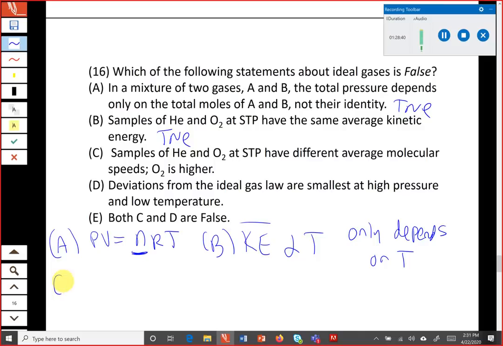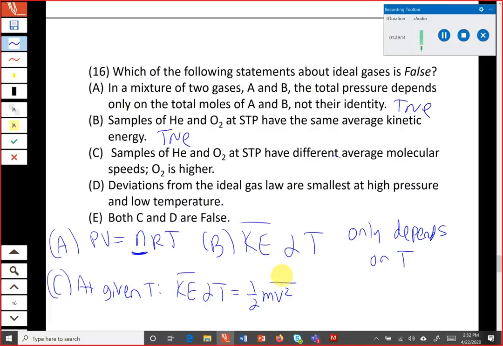If we go to choice C, this is related, but now deals with molecular speeds. In this case, we have, again, two gases at the same temperature, helium and oxygen, and they have different average molecular speeds. O2 is higher, so let's evaluate this one. At a given temperature, kinetic energy, as we said, is proportional to the temperature, and the definition of kinetic energy is 1/2 mv squared, where the bar just means average, of course.